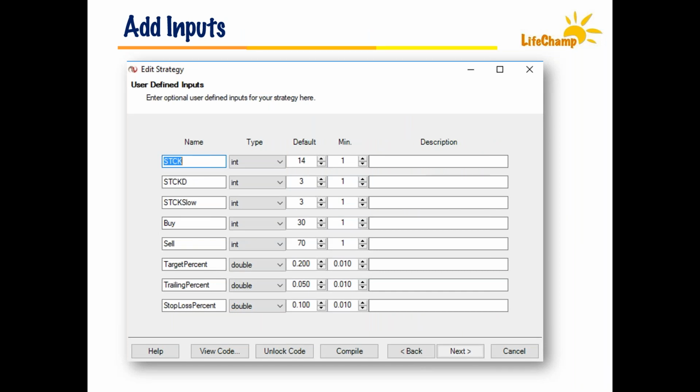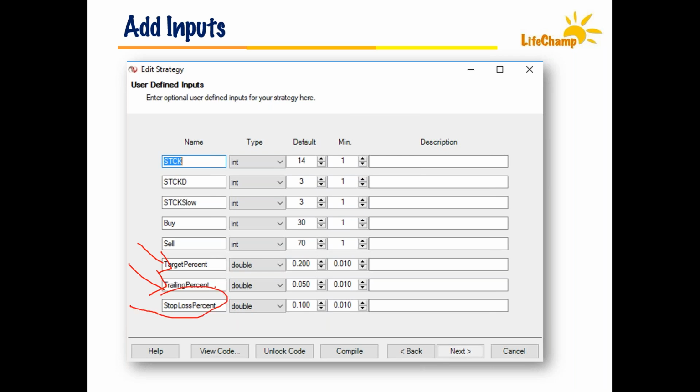First things first, today I'm going to pick stochastic as the indicator to be used. So I just set up a few variables, which are the parameters for the stochastic indicator, and also the buy and sell areas, where is the level that I buy and sell, and target percent is how much percent over here that we target to take profit, the trailing stop percent and stop loss and so on.